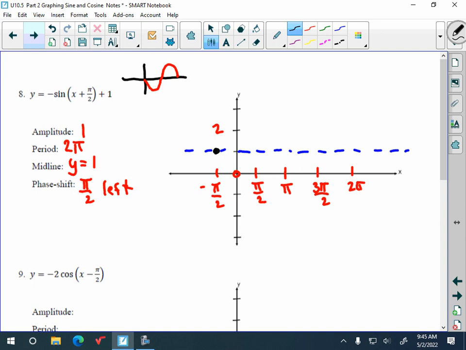Right? So now we're going to come down to the lowest point, down here on the x-axis. We're going to come up and then end on our midline. Okay, we should end 1 tick mark value to the left of where it would have ended at 2 pi. We should end right here at 3 pi over 2.